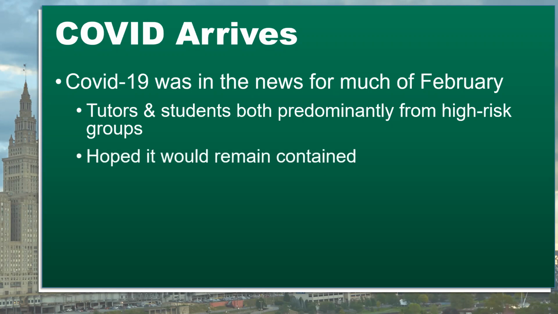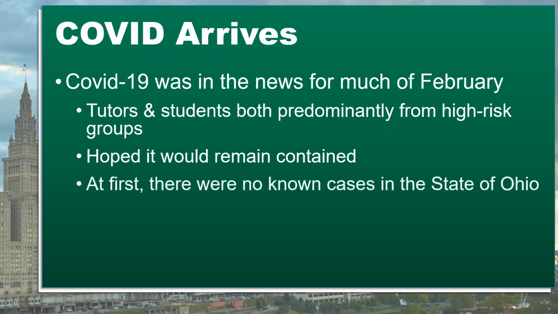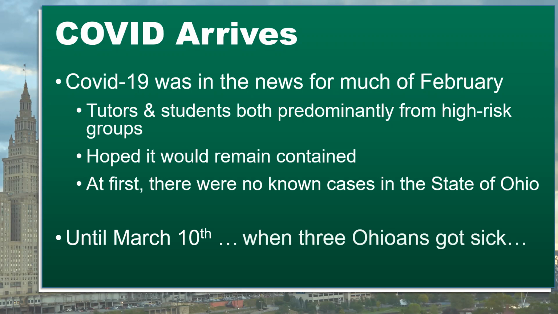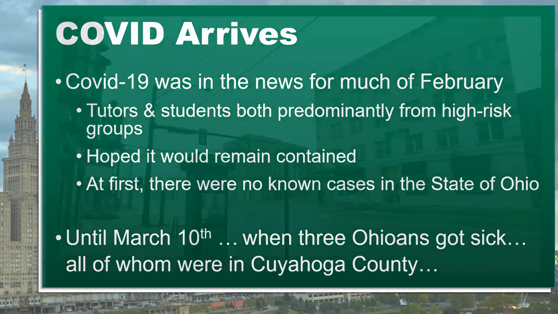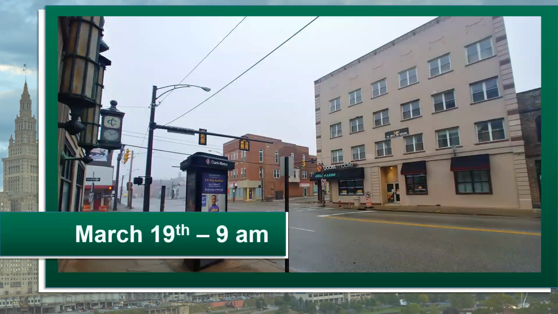So we were hoping and praying that this would remain contained. It seems pretty naive now looking back on it, but we were really hoping that maybe it wouldn't strike too close to us. And at first it seemed like we might be getting a little bit lucky. There were no cases in the state of Ohio all throughout the month of February. And then on March 10th, 3 Ohioans were diagnosed, and all of them were from Cuyahoga County, which is where we are located. So that kind of hit us like a brick wall, and we had to act pretty quickly.